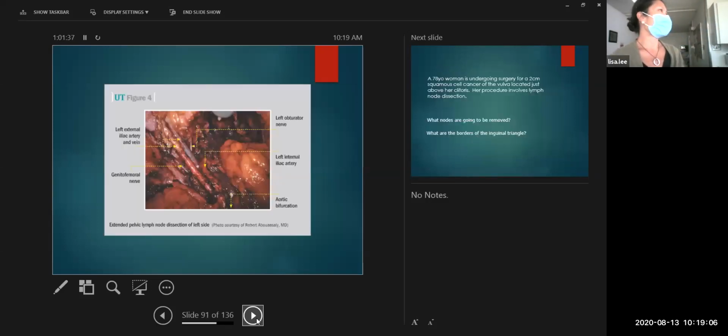This is not as pretty a picture. I think it's just because it's darker. But again, you can see the iliac artery and vein here, right? Your genitofemoral nerve is right there. It's just a dark picture.